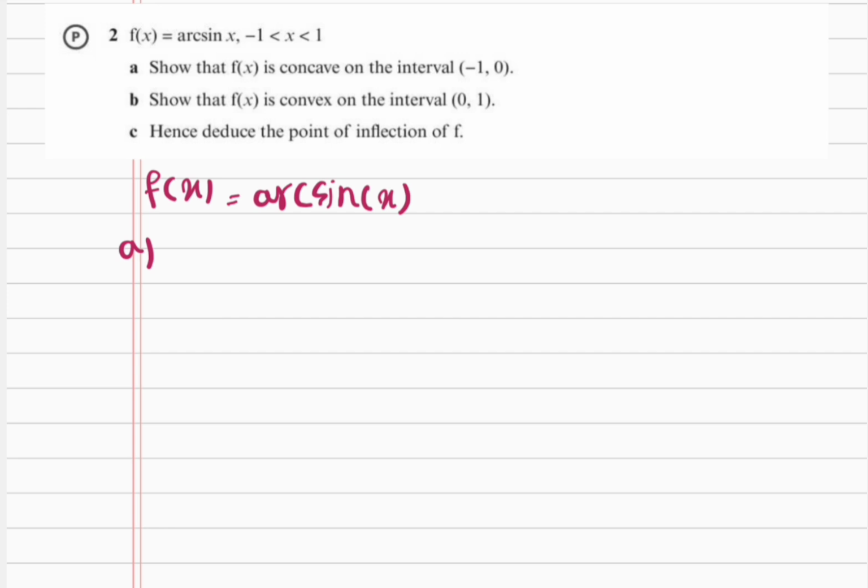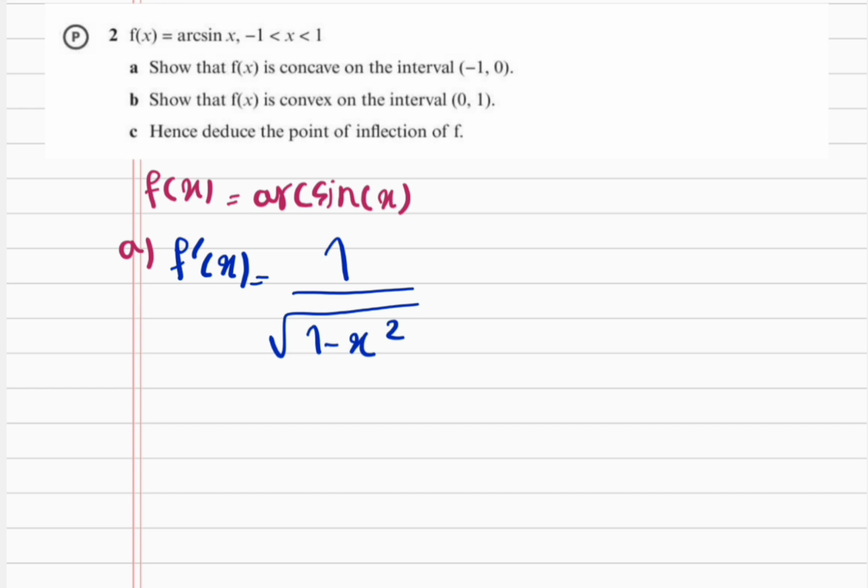Now, in this case, if you want to show if it's concave or convex, we first need to find the second derivative. So f dash x is equal to, I'm just going to use the standard results. In previous videos, I have shown how you can directly differentiate arcsine x. But for the interest of time, I'm just going to use the standard result that the derivative of arcsine x is 1 over square root of 1 minus x squared.